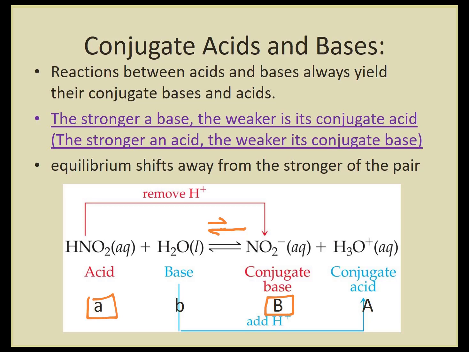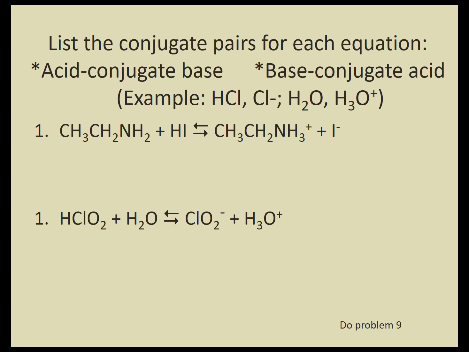You can see here that I have a weak base, and notice that my conjugate acid is a lot stronger. And again, that encourages the reverse reaction to be favored more than the forward reaction. List the conjugate pairs for each equation. So I'm just going to pair them up, the acid with the conjugate base and the base with the conjugate acid.